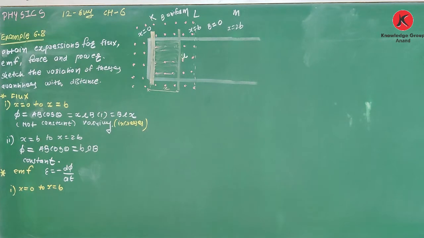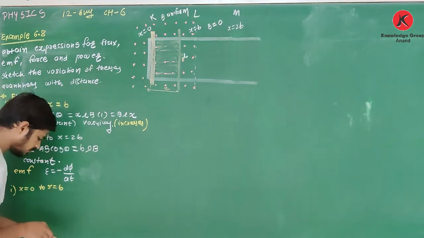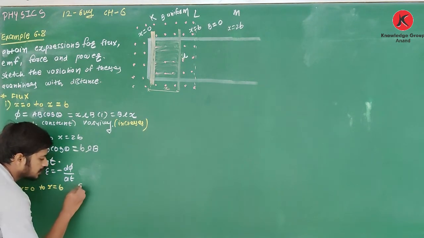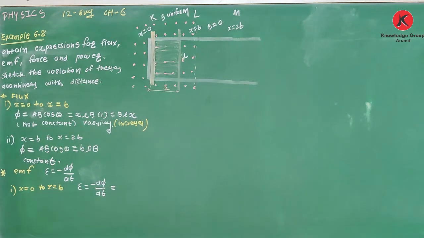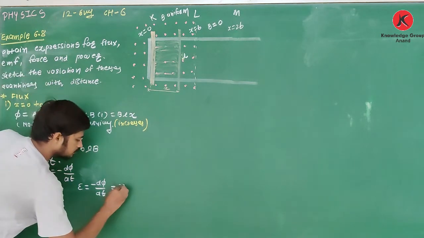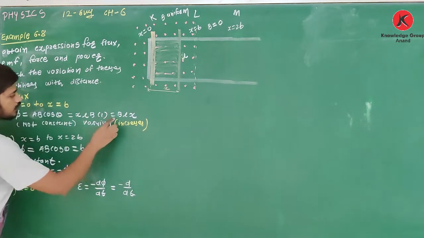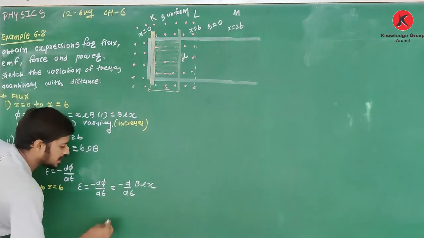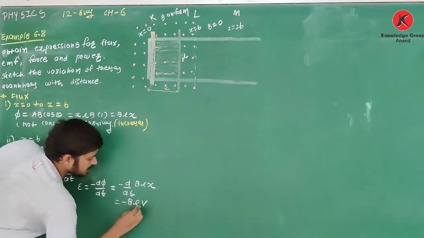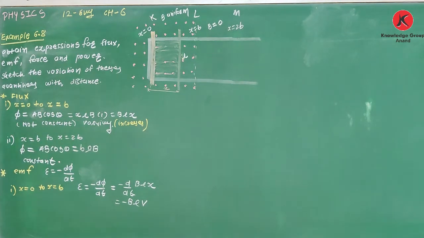How to find EMF? See here, E is equal to minus d phi upon dt. Then minus d upon dt. What is the value of phi? It is BLx. B is constant, L is constant, and dx upon dt is v. So it is minus BLv. Clear about this? Okay.